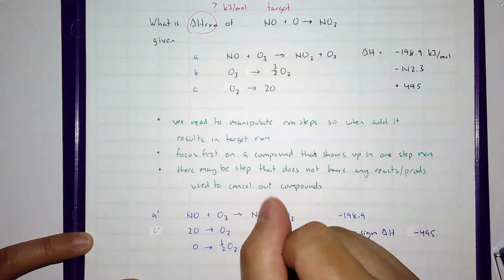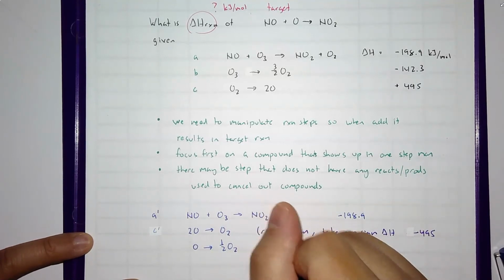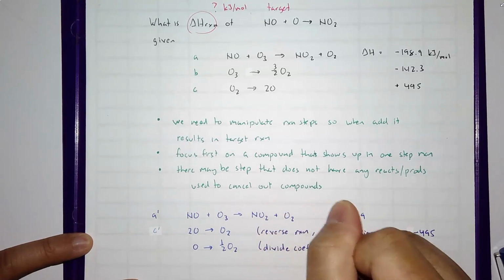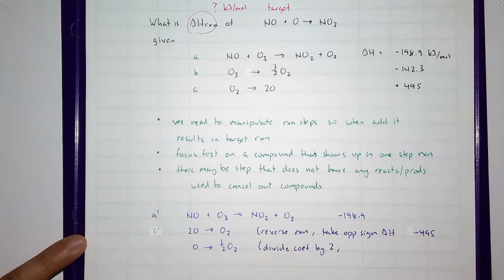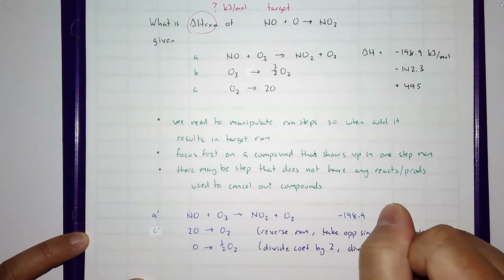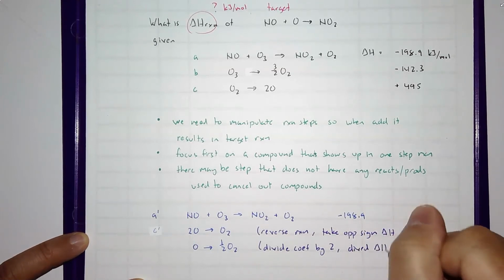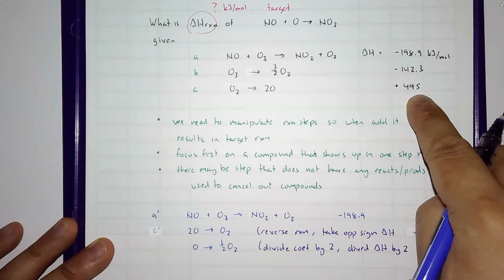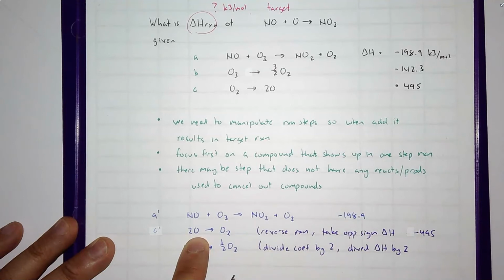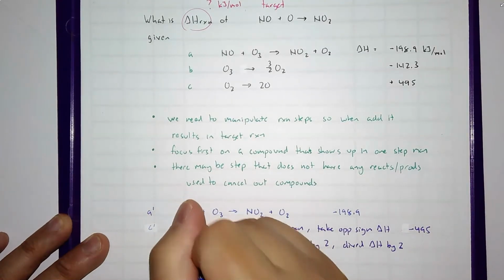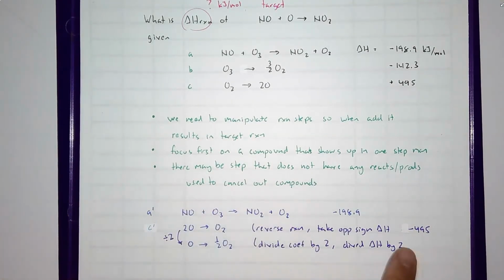And so what did we do? We divide coefficients by 2. Do the same for the delta H. Divide delta H by 2. But which delta H? Not this one. We're working off of now this reaction after the reversal, and we divide it by 2. So you could almost do something like this. Divide by 2. You're going to divide that by 2.